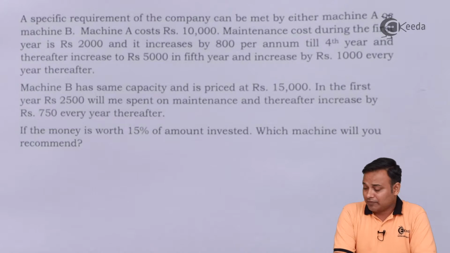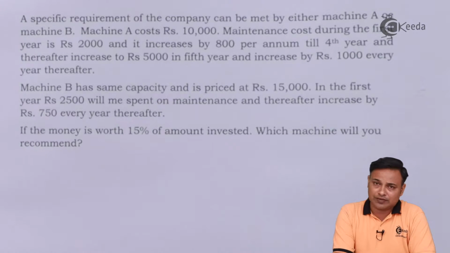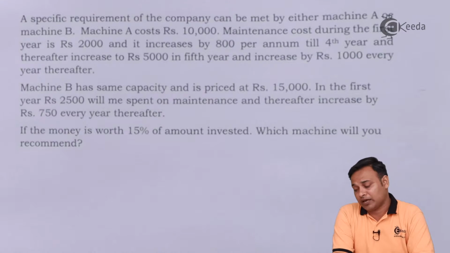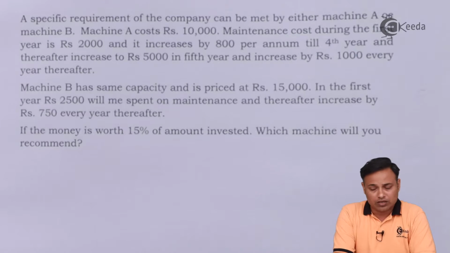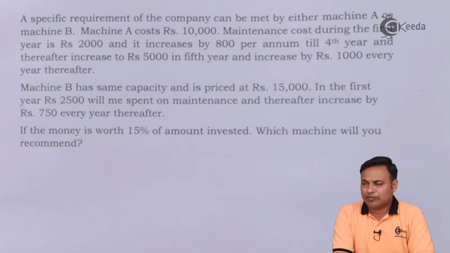And machine B has the same capacity and its price is 15,000. Machine B थोड़ा costly है, but वहाँ पे आपका maintenance initial stage पे जाता है 2,500, और उसके बाद every year आपका maintenance cost 750 rupees per annum increase होगा. And if the money is worth 15% of the amount invested, that is your cost of capital or the interest rate, which machine would you recommend?